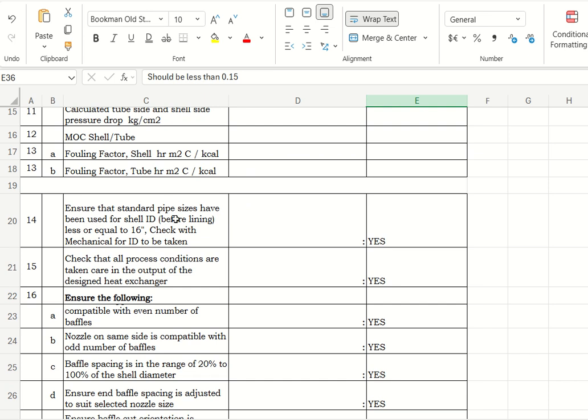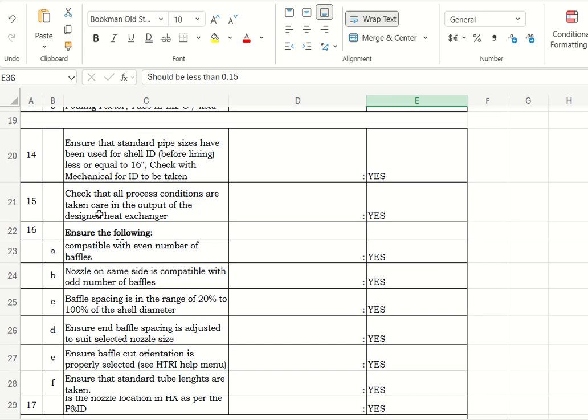Then ensure that standard pipe sizes have been used for shell ID, for shell ID less than or equal to 16 inches. Check with mechanical for the ID to be taken. It should be yes, so you have to take care of these things. Check that all the process conditions are taken care of in the output of the designed heat exchanger.